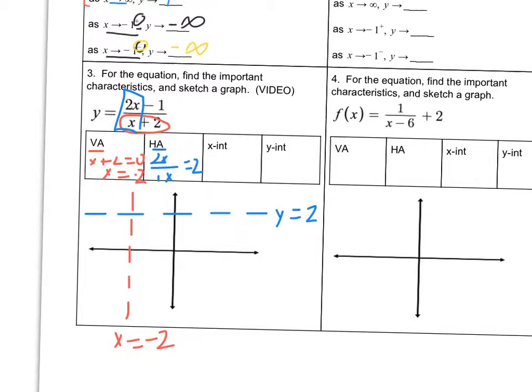For the x-intercept, that's about when y is 0. That's the same thing we've been talking about all year long. In this case, if y is 0, if I multiply x plus 2 to the other side, that part goes away, leaving me with just 2x minus 1 is equal to 0. You can shortcut this by saying that the numerator is equal to 0. So when we do this, we end up adding 1 and dividing by 2 to get x is equal to a half. And let me put that there.